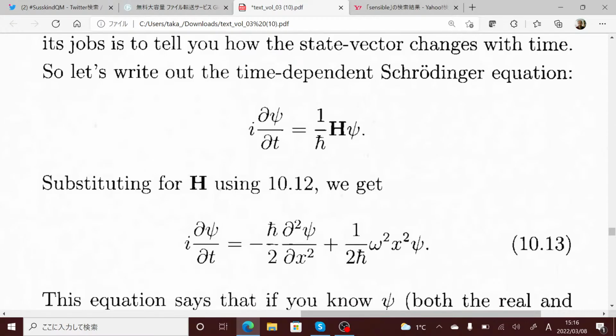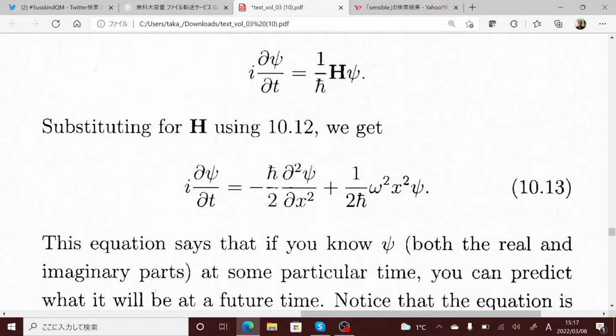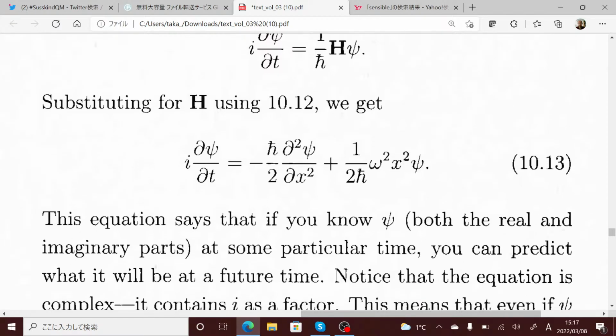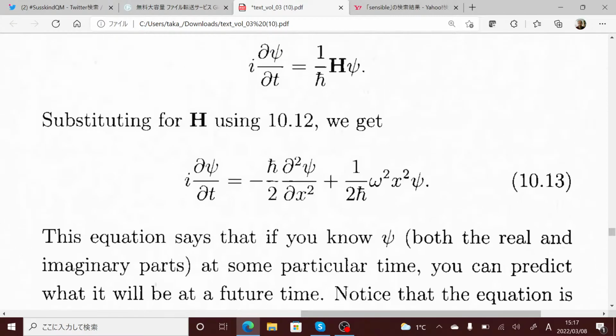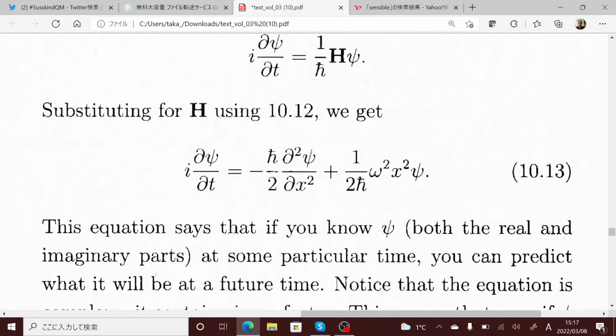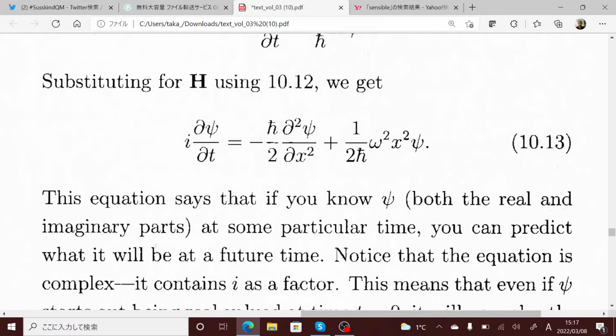which is i partial psi partial t equals 1 over h bar H psi. Substituting for H using 10.12, we get i times partial psi partial t equals minus h bar divided by 2 partial squared psi partial x squared plus 1 over 2 h bar omega squared x squared psi.